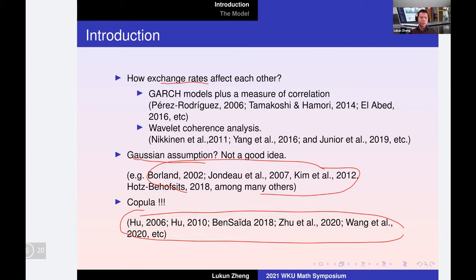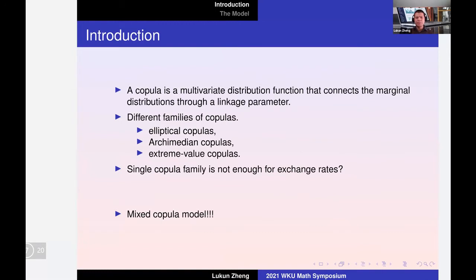Why Copula? Because it provides a lot of flexibility in the modeling. It links the marginal distributions with some parameters. What is a Copula? A Copula is basically a multivariate distribution function that connects marginal distributions through a linkage parameter. There are different families of copulas, like the elliptical copulas, Archimedean copulas, and extreme value copulas, and within each family there are also other types of copulas, so subfamilies.